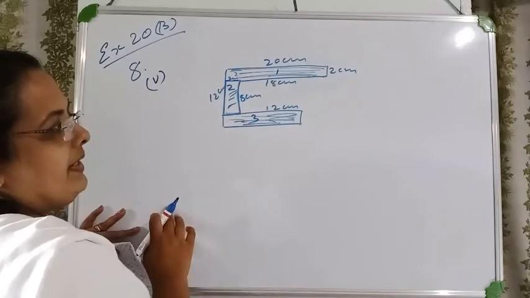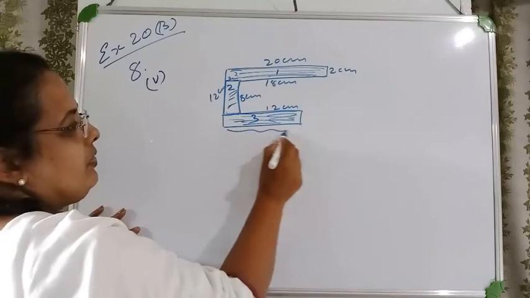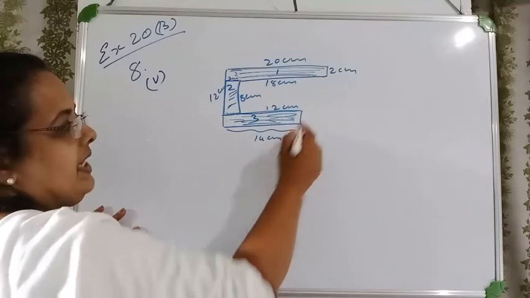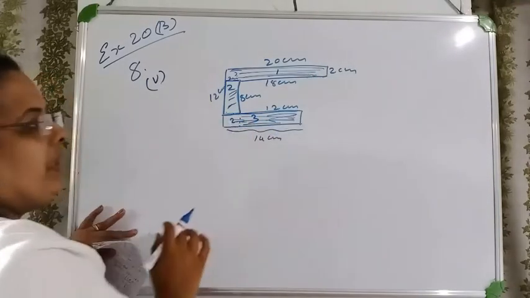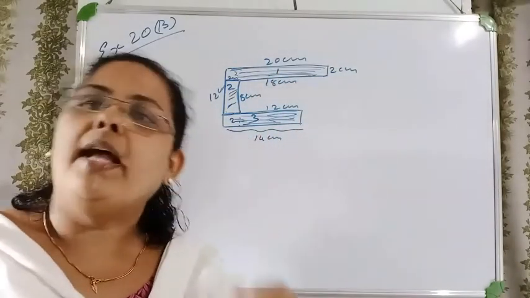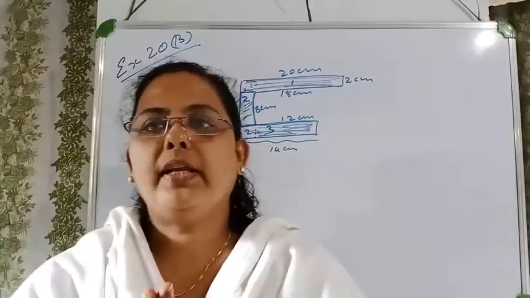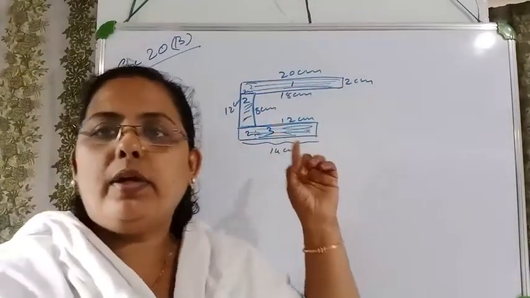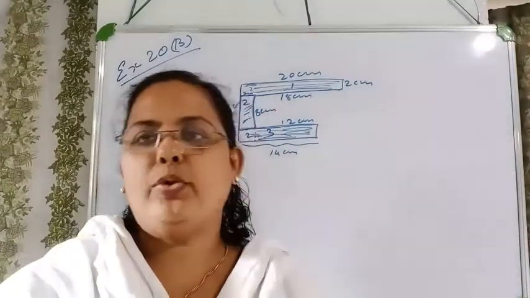Now the area of the third rectangle. Here, this is given as 12. We know this is 2 centimeters. So what about this total length? It will be 14 centimeters. And this length also you know it is 2. So 14 multiplied by 2. So you will get the areas of the 3 rectangles, and then you have to add all 3 together. Add the areas of all the 3 rectangles and you will get the sum of the shaded portions.